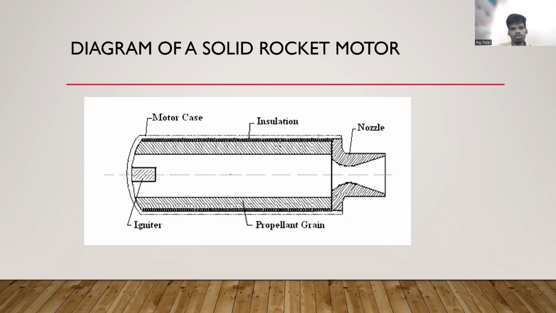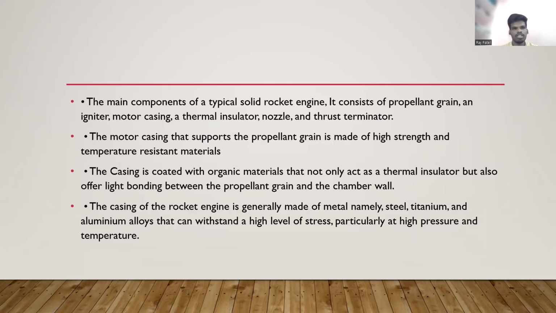The function of the igniter is to ignite the solid fuel grains which are in the chamber, and the propellant grains are the fuels mixed with oxidizers, and the combination is called the propellant grain. Generally, the main components of a typical solid rocket motor engine consist of propellant grain, igniter, motor casing, thermal insulator, nozzle, and thrust terminator.